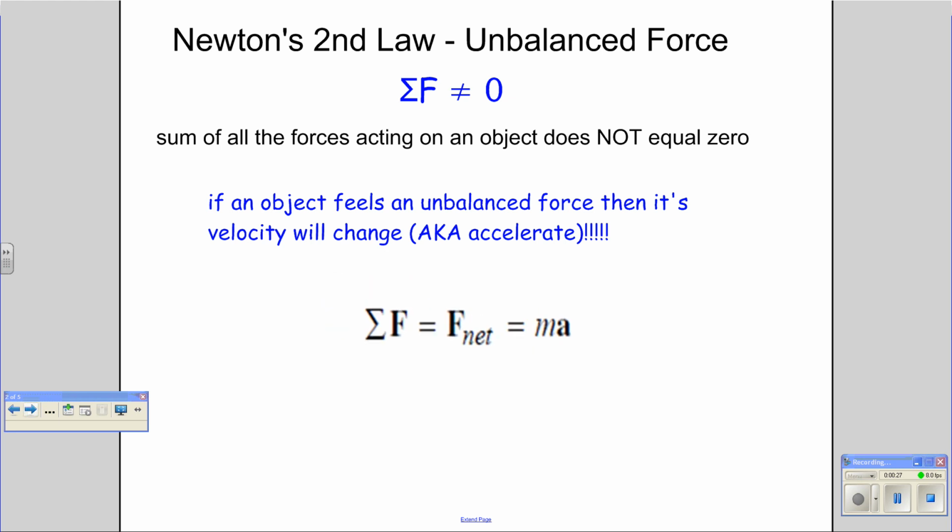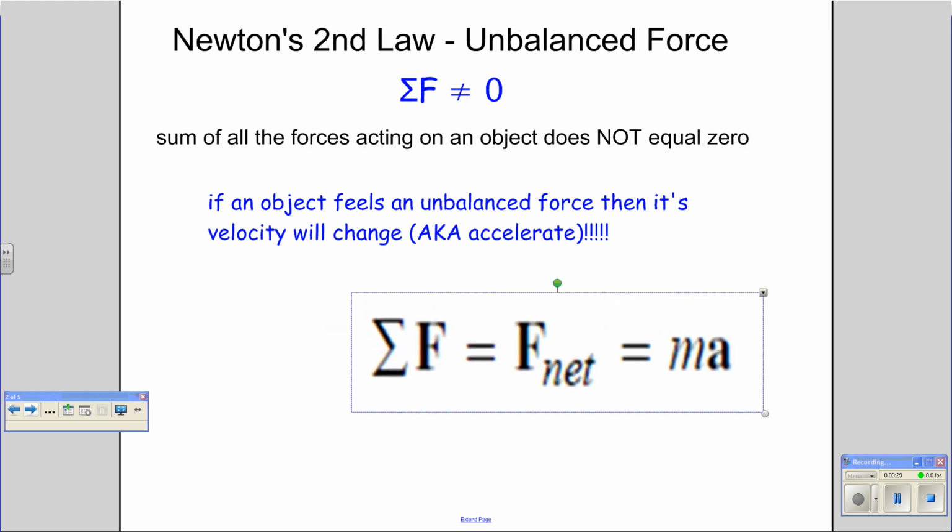Your reference table has this equation right here. Your net force equals mass times acceleration. So when you add all your forces together, you get the mass times the acceleration.